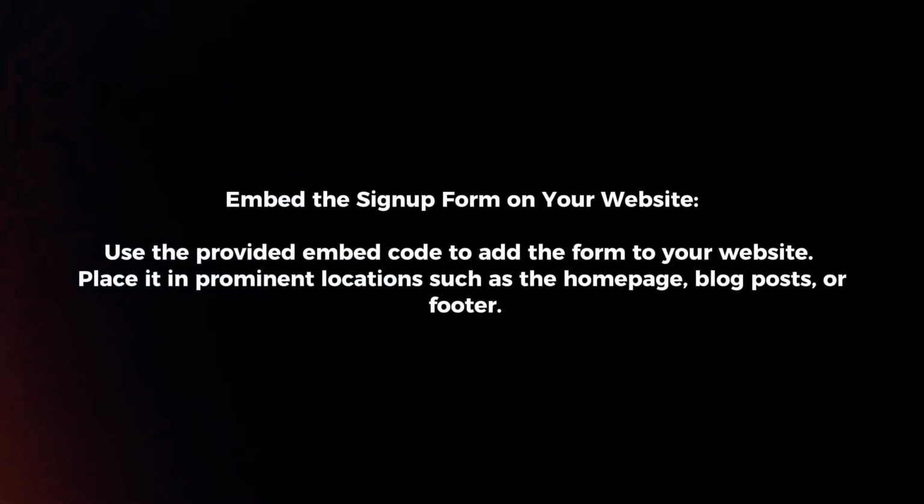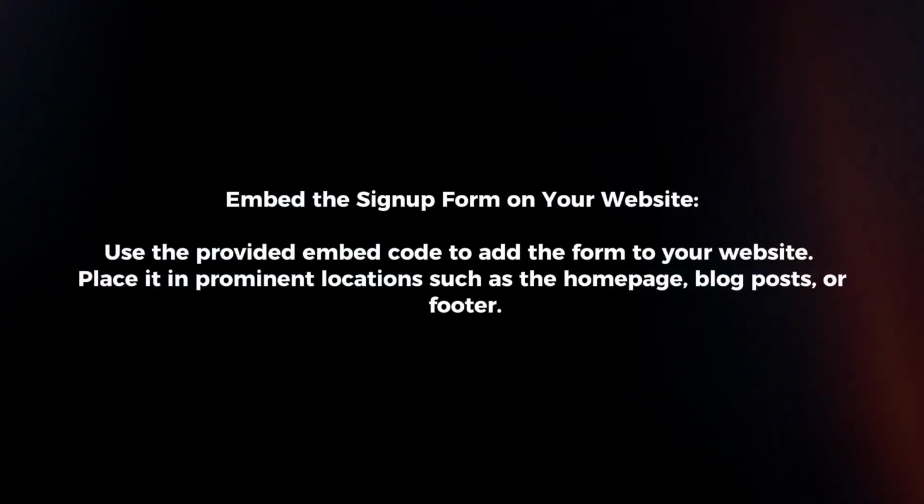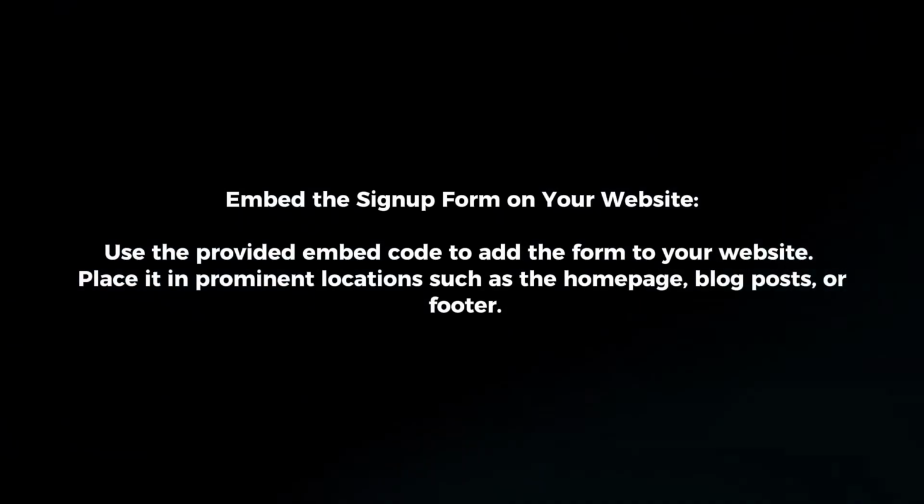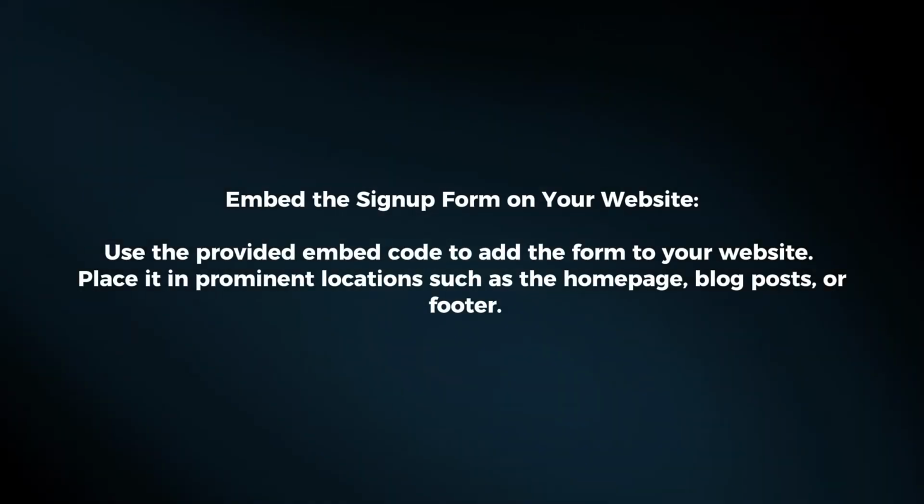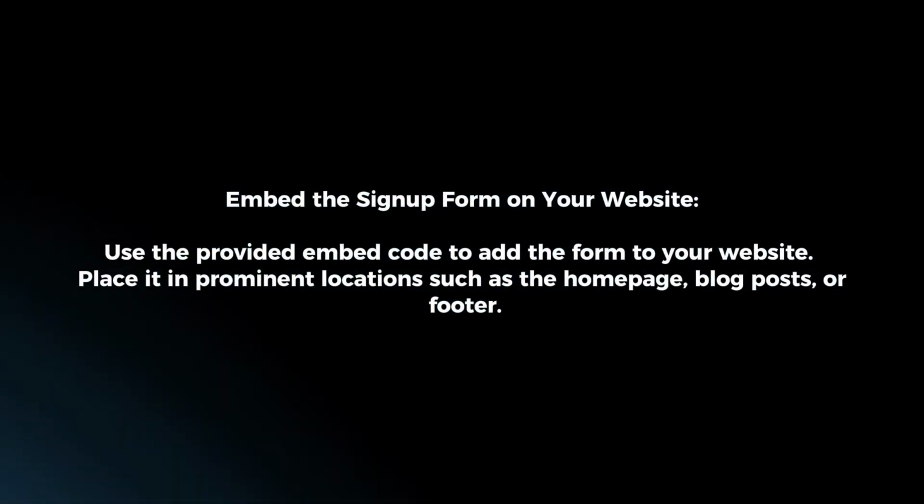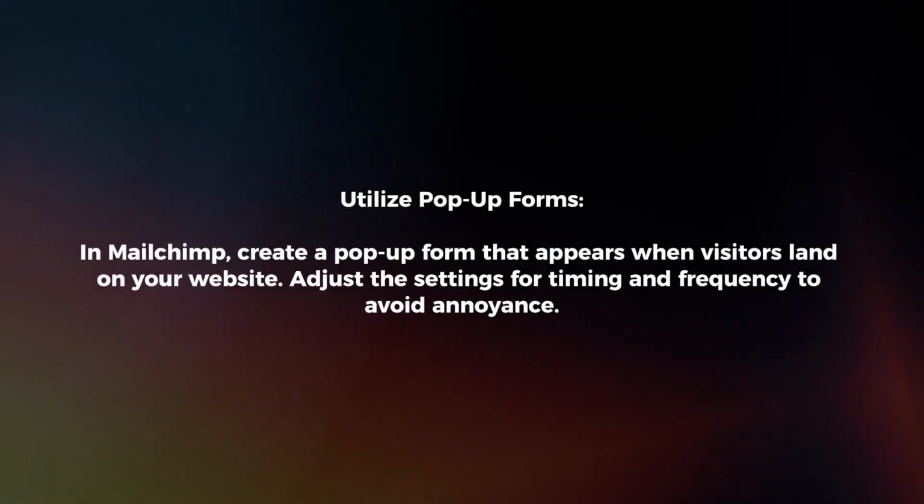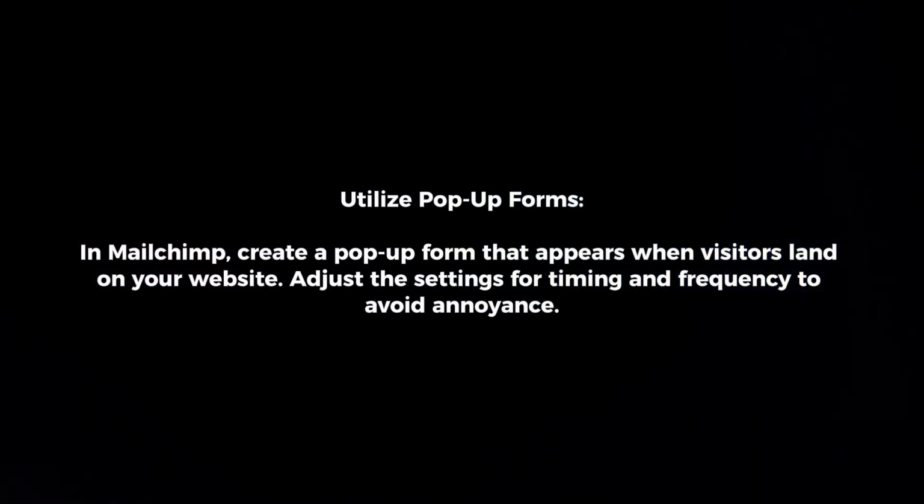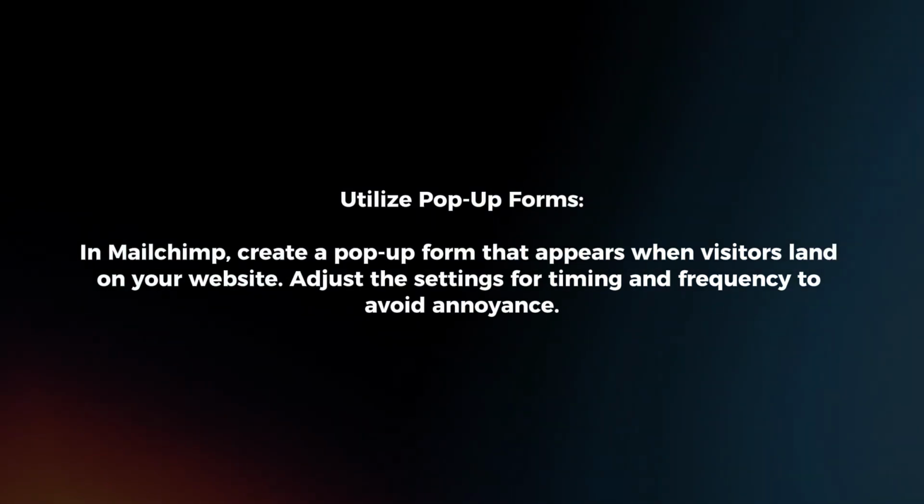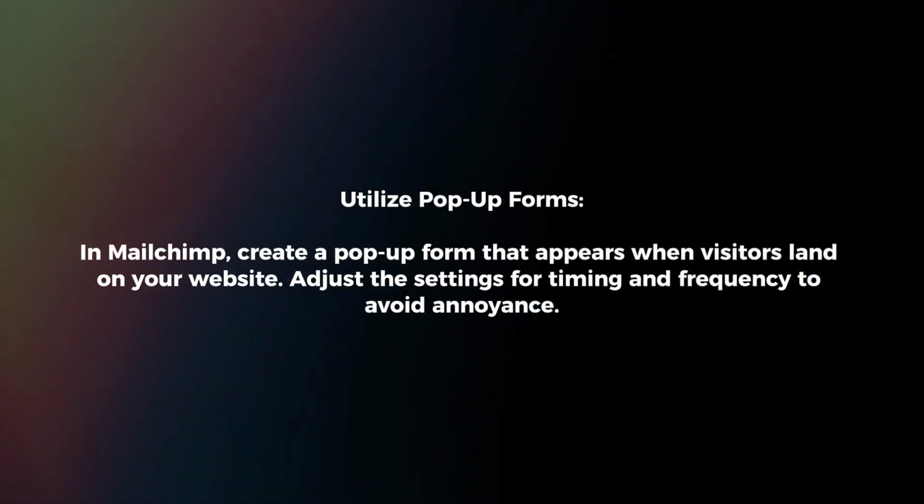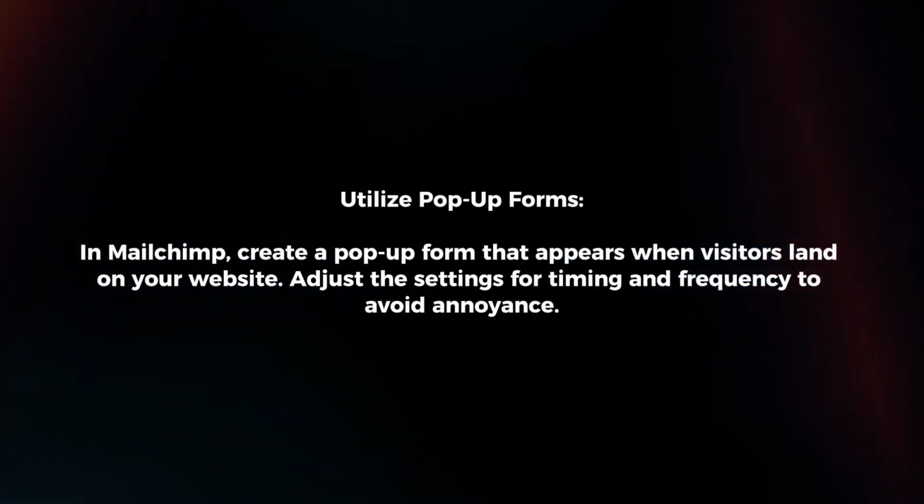Select Form Builder to create a custom sign-up form. Embed the sign-up form on your website. Use the provided embed code to add the form to your website. Place it in prominent locations such as the homepage, blog post, or footer. Utilize pop-up forms. In Mailchimp, create a pop-up form that appears when visitors land on your website. Adjust the settings for timing and frequency to avoid annoyance.